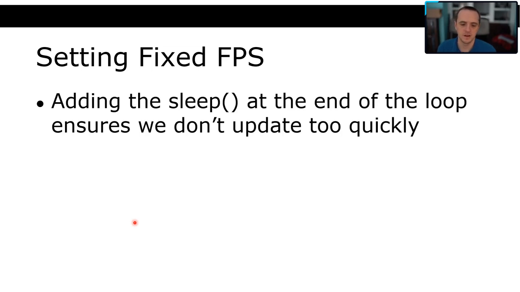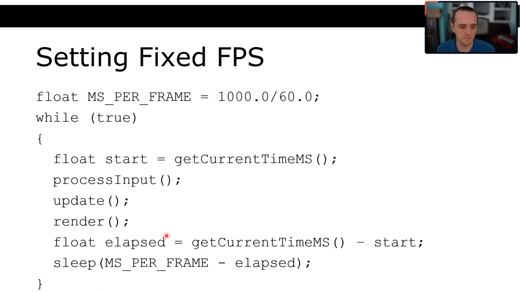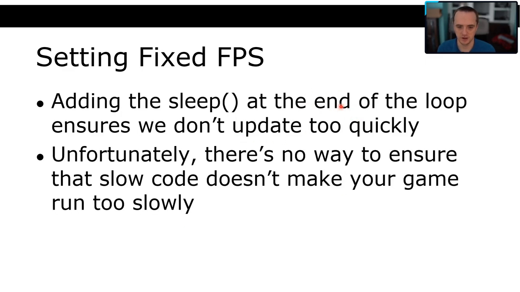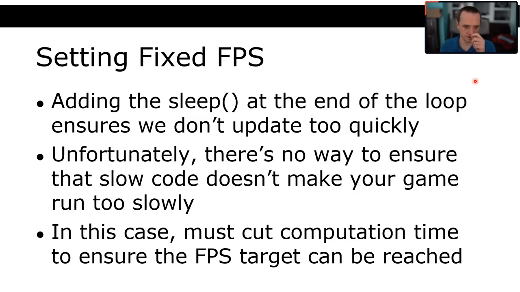Okay. So adding the sleep at the end of the loop ensures that we won't update too quickly, right? So all this does is it sets a maximum frames per second. It doesn't set a minimum frames per second, it sets a maximum frames per second. So it ensures that we don't update too quickly. But unfortunately, there's no magical way to ensure that slow code doesn't make your game run too slowly. All right. So in this case, we must cut computation time to ensure that the FPS target can be reached.